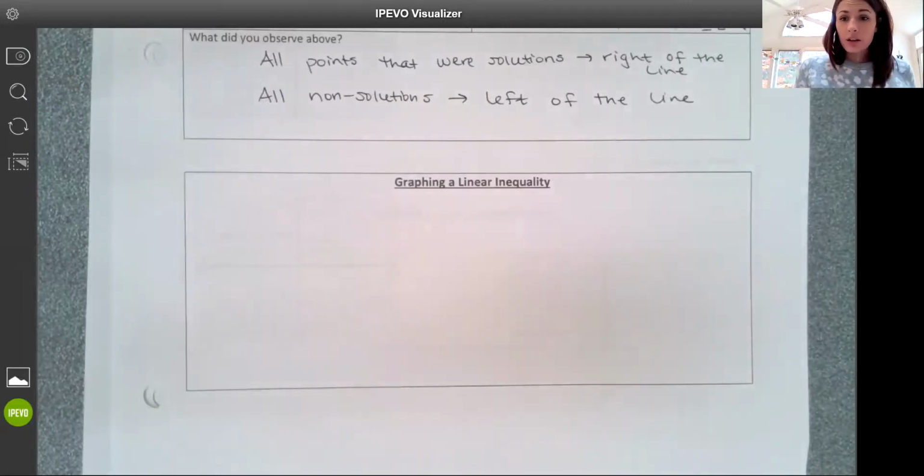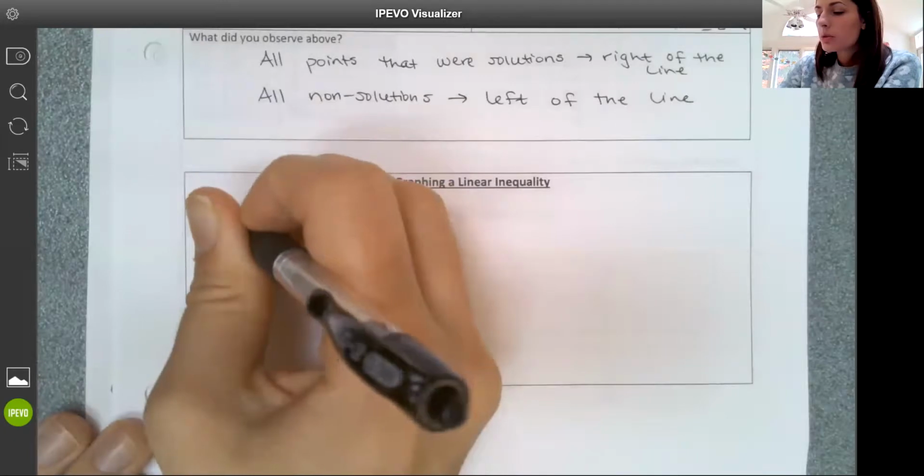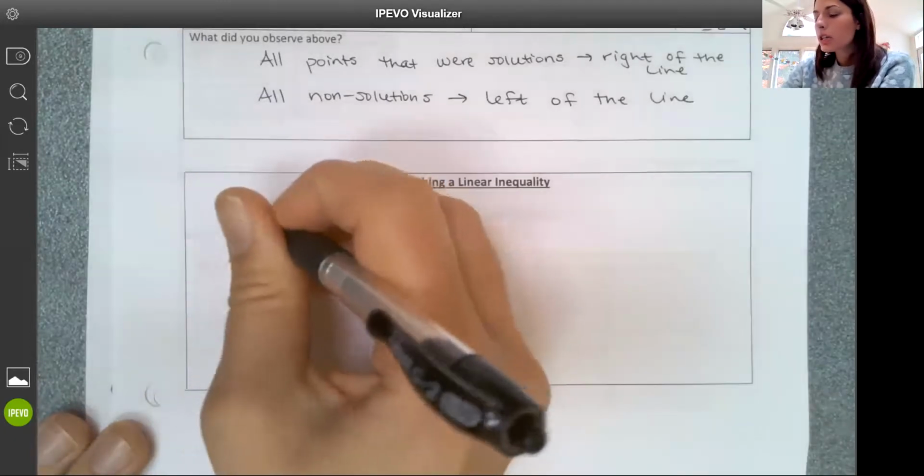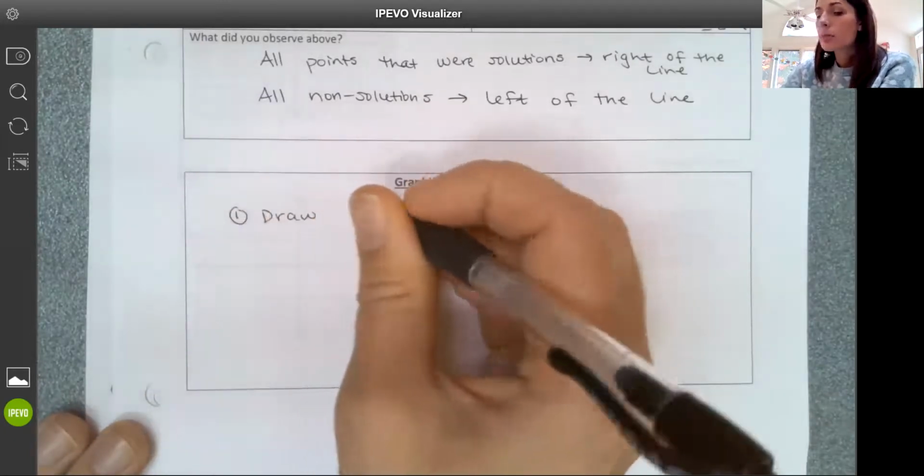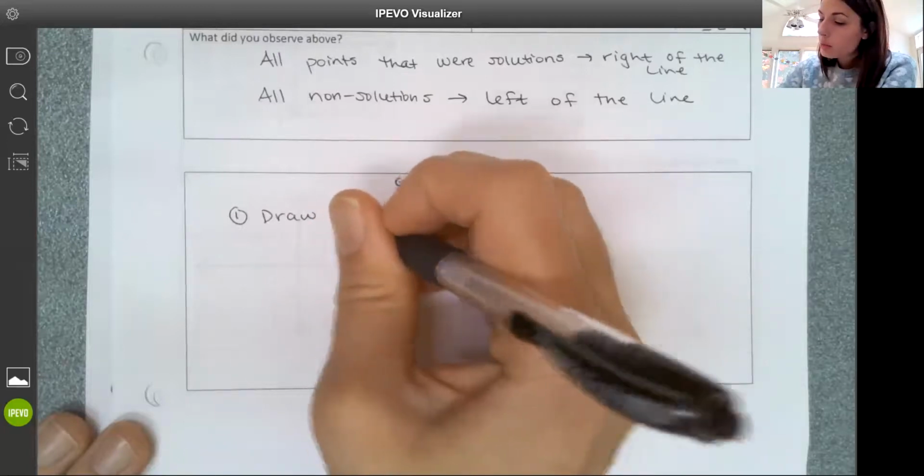So notice that the actual line piece, the graphing the line piece, was identical, okay? And that's always going to be true. So when we're graphing an inequality, we're going to start by drawing what I call a boundary line. So we're going to draw in the boundary line.